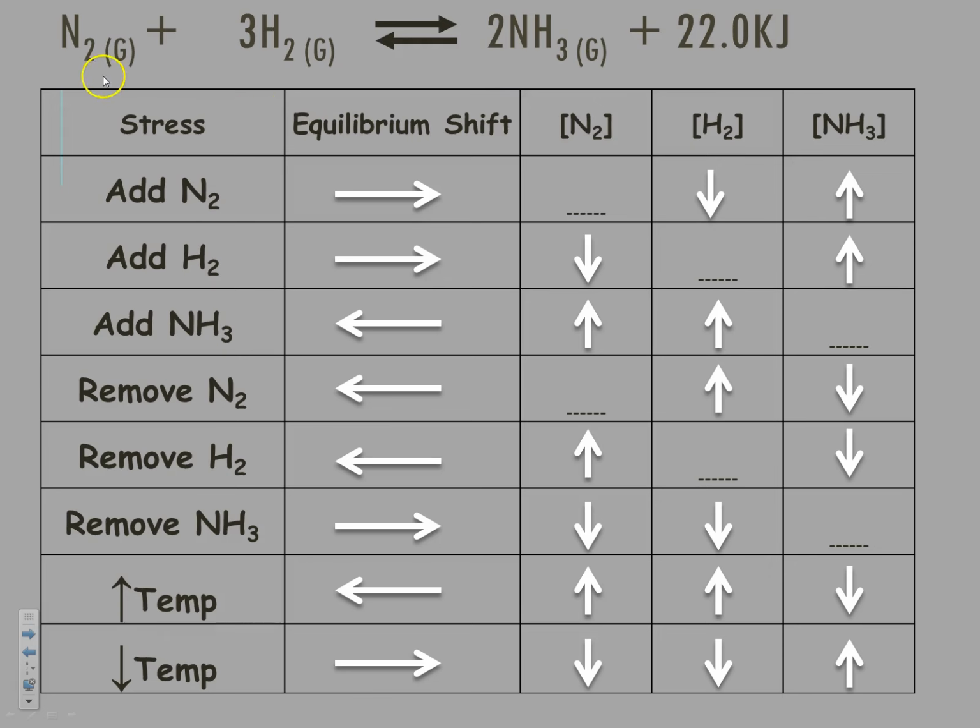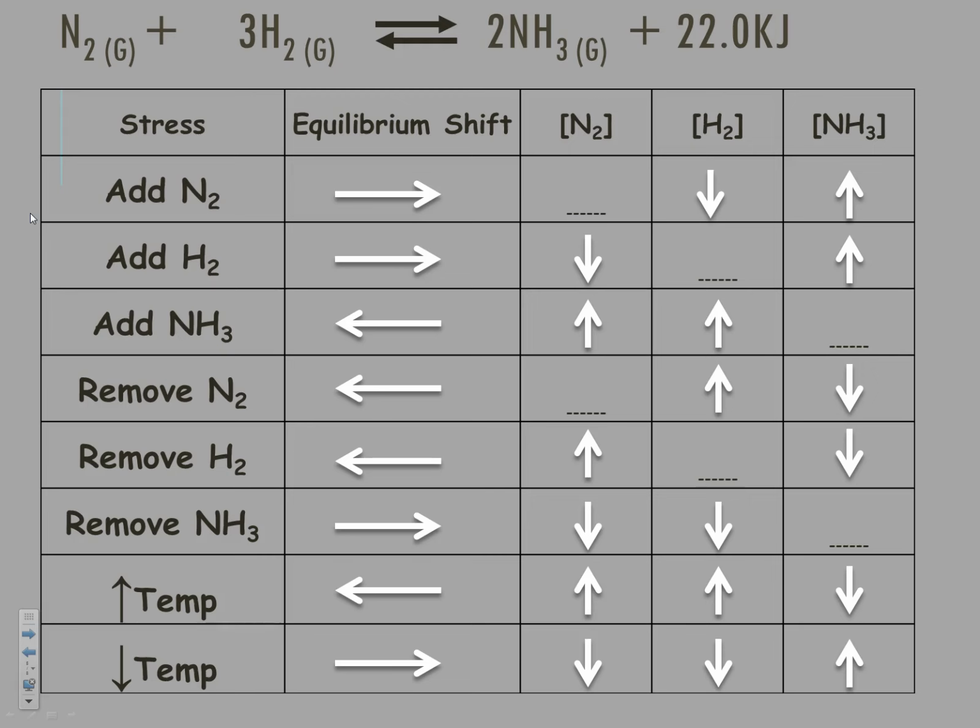So we think about these different ways that we can agitate it. If we add N2, it's going to try and do the opposite. So it's going to try and get rid of N2. N2 here is on the left side of the equation. So if we add N2 and it tries to get rid of it, it's going to go to the right side of the equation, because that's the side that doesn't have N2 on it. So we say equilibrium shifts right. If it's shifting right, we're going to ignore N2 because we're artificially modifying the N2. But if it's shifting right, the amount of H2 is going to go down, and the amount of NH3 is going to go up, because as we're going to the right, we're using up the reactants and we're producing the products.